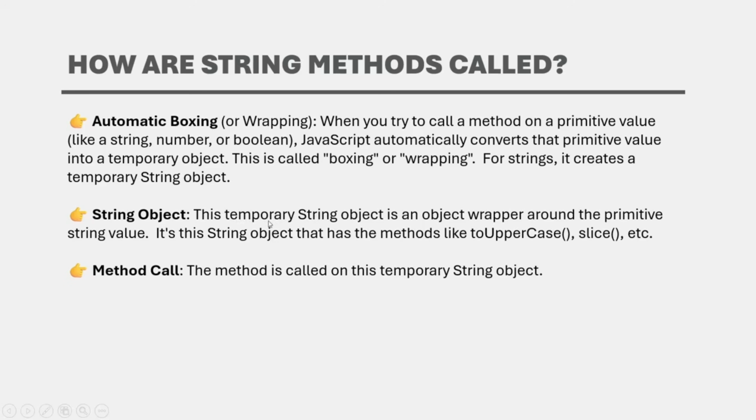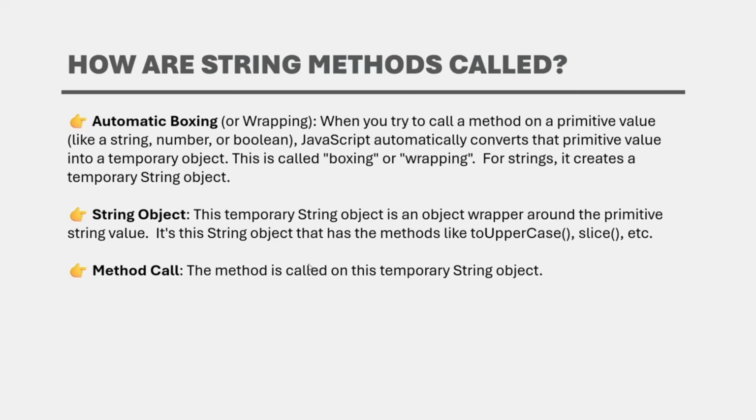on that string object, the string method which we want to use will be called. And once the method is called, as I said, the method will be called on the temporary string object which has been created from the primitive string.